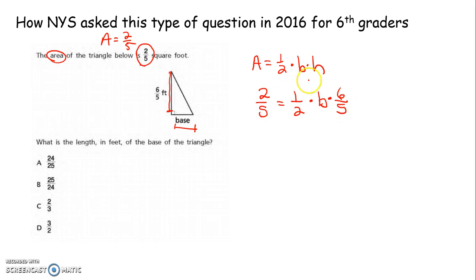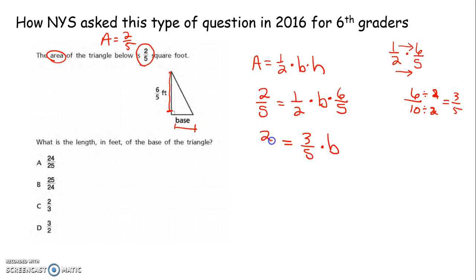I'm going to look on this side with the B. I'm trying to solve for B. So let me just multiply on this side what I can multiply together. 1/2 times 6/5. Multiplying straight across the top, straight across the bottom, that gets me 6/10. If I divide numerator and denominator by 2, 6/10 is the same as 3/5. So when I multiply these two fractions together, I really have 3/5 times B equals 2/5. What's the operation between the 3/5 and the B? Well, that's multiplication. How do I undo multiplication? I undo multiplication with division.